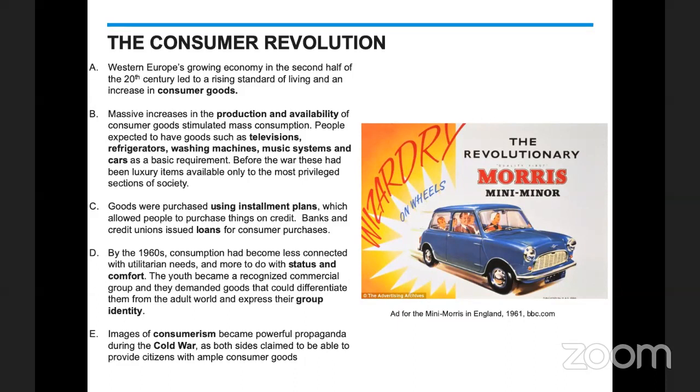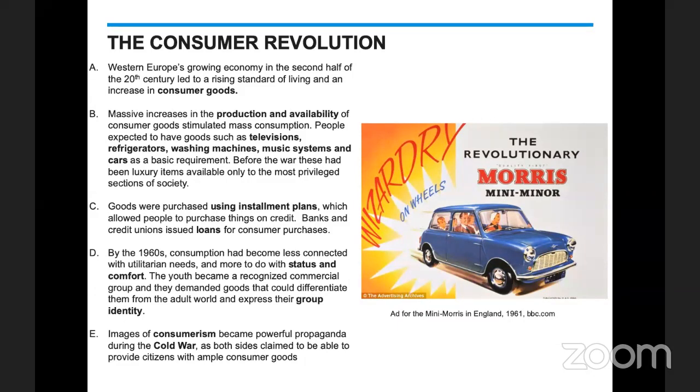And this is really very much about the society being quite economically prosperous. We will also see, and I'll talk a little bit about this in counterculture, that youth is going to become a recognized commercial group, and we will see goods that are targeted and marketed straight to the youth. And this idea that the youth are going to want to separate themselves from the adult world and express their own identity. And we will also see that images of consumerism will become propaganda for the Cold War.